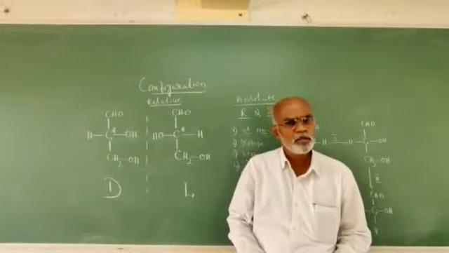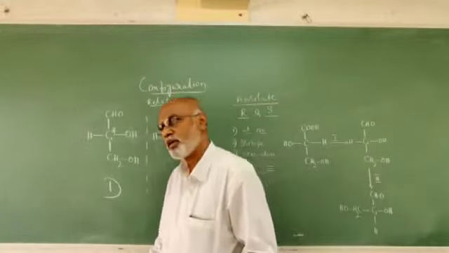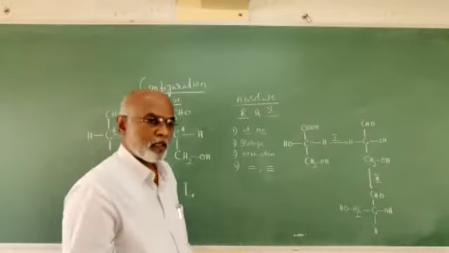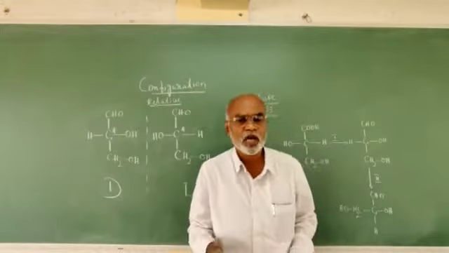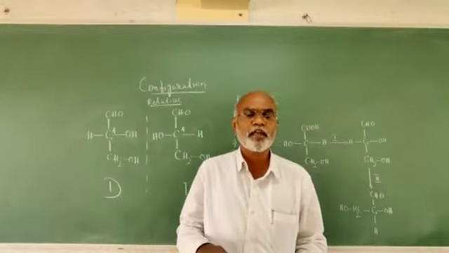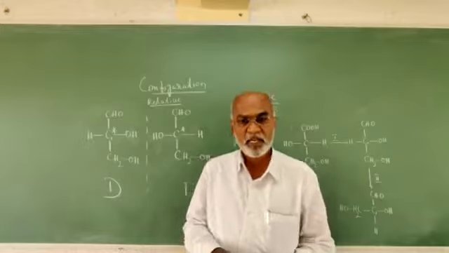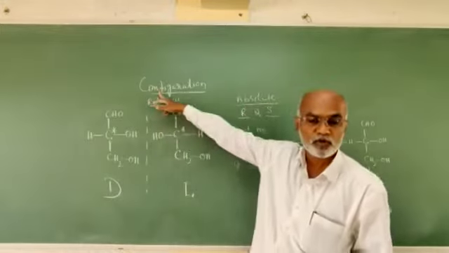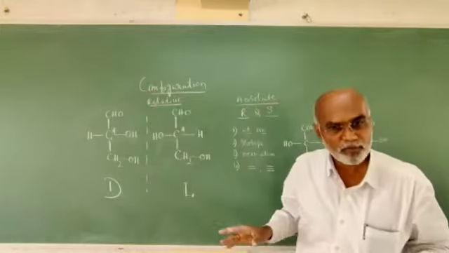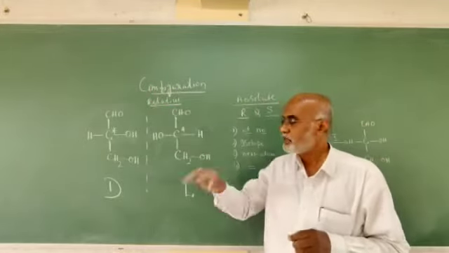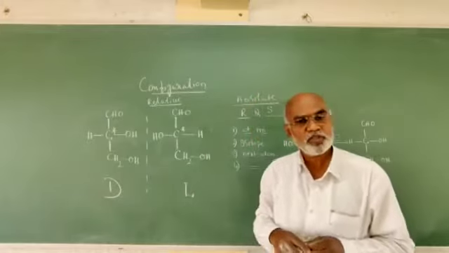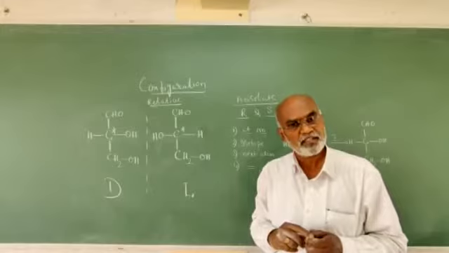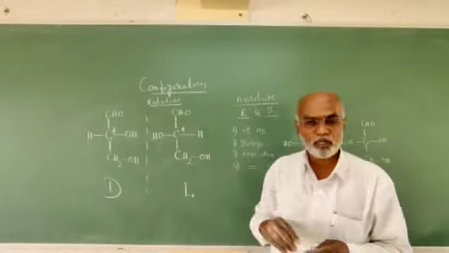Students, moving to the configuration of the molecule. Configuration means the alignment of atoms or groups of atoms in a molecule in space, or three-dimensional space, is referred to as the configuration of the molecule. So, we have selected one particular molecule. In that particular molecule, there are different atoms or groups. This arrangement of different atoms or groups in a given molecule in space is referred to as the configuration of the molecule.